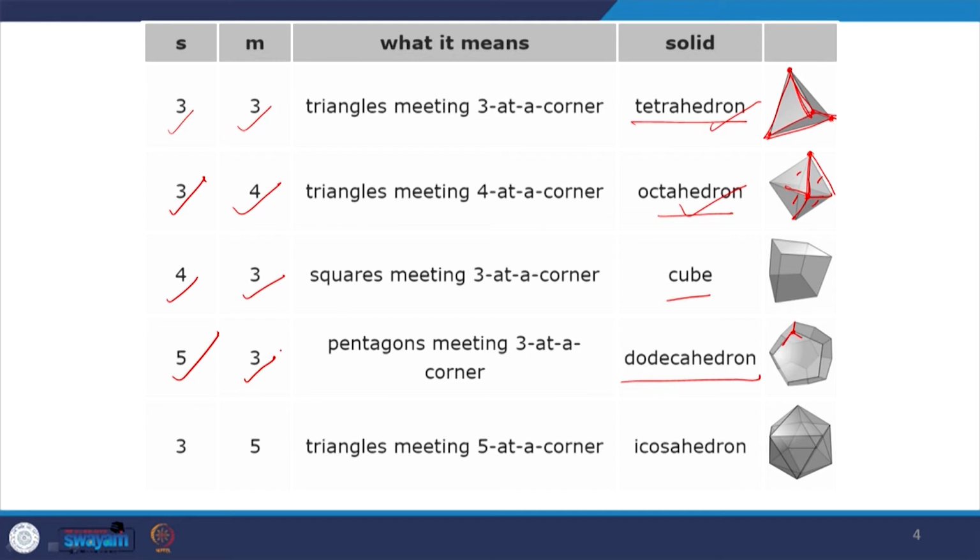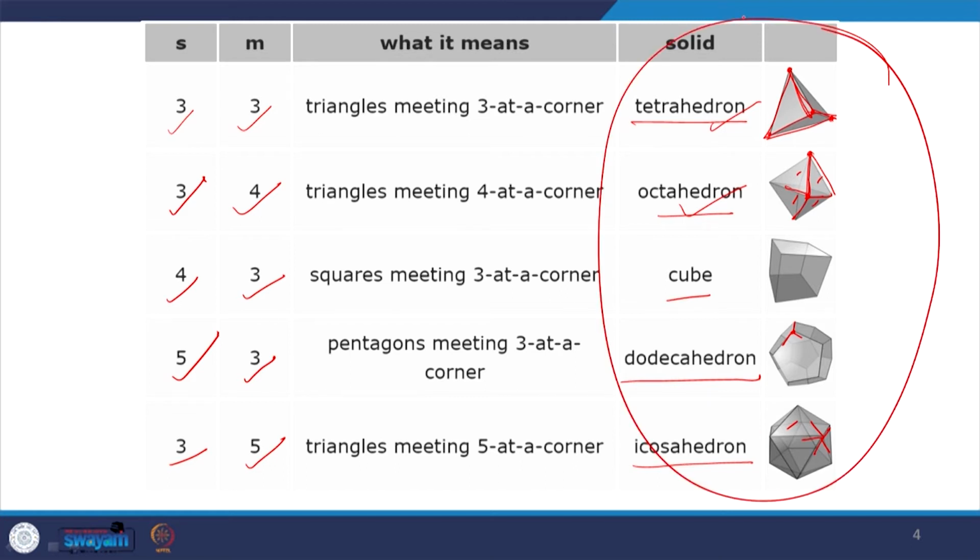So you just have to keep all these in your mind before you start to draw. And next we have an icosahedron, where at each point we have triangles meeting. The number of sides for the surface is 3, and at each point, if you look at it here, we basically have 5 triangles meeting. So we have 5 triangular surfaces meeting at each point. These are the 5 Platonic solids that we have.